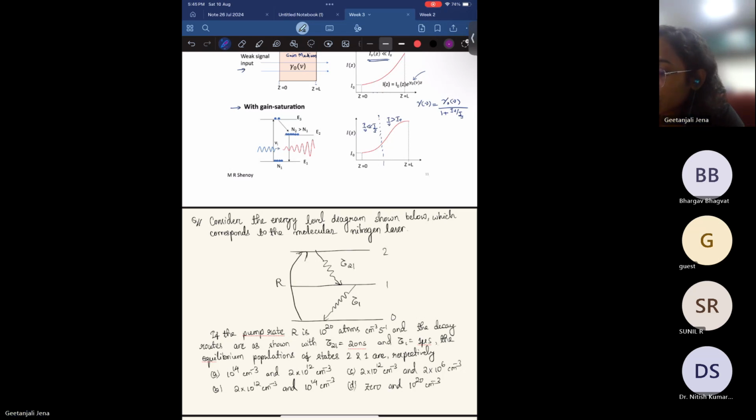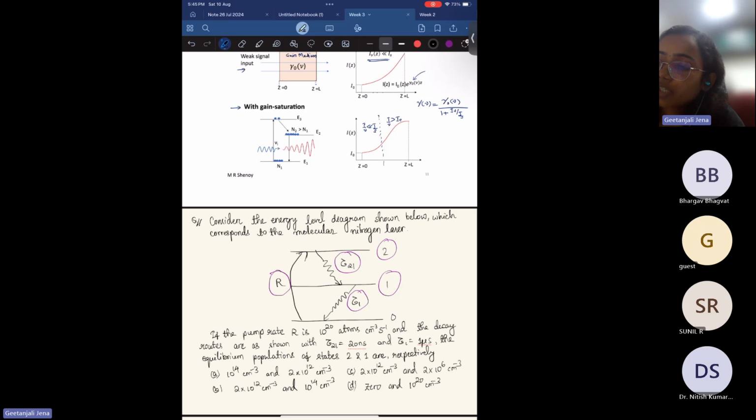Okay. Then the equilibrium population of states 2 and 1 are respectively. So you are given a 3-level system, and you are given the pumping rate and the values of the lifetime of the 2 to 1 transition and the lifetime of the 1 to 0 transition. Now it is asking about the equilibrium population of states 2 and 1.